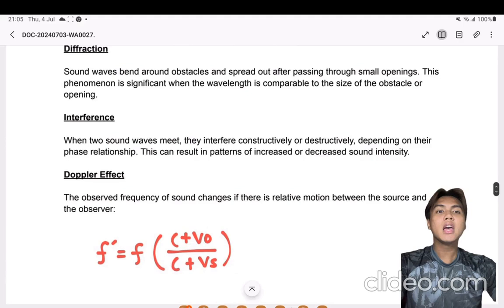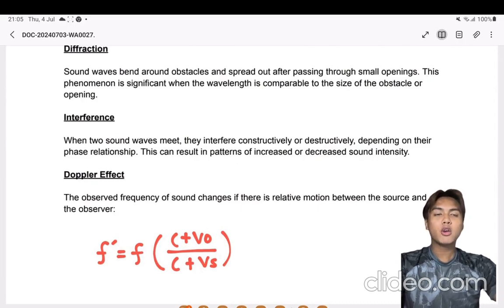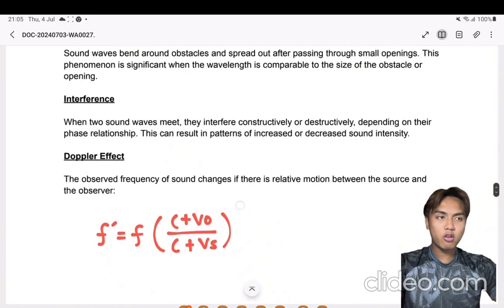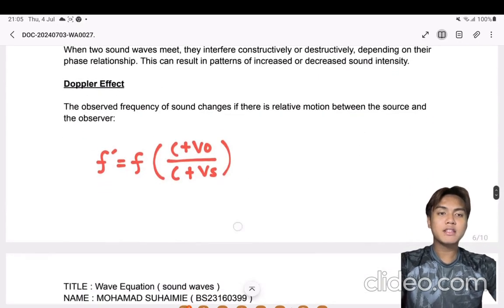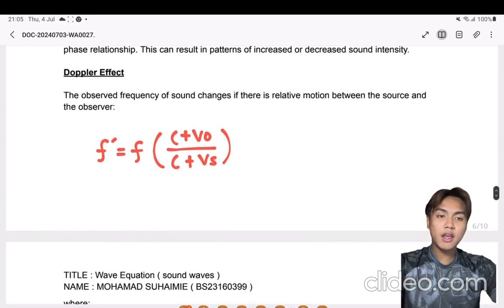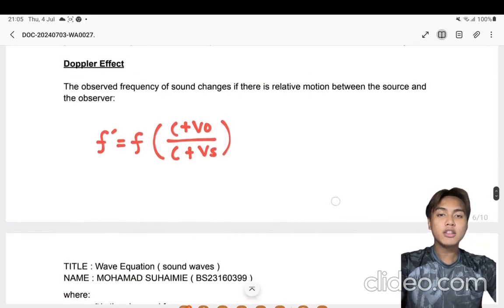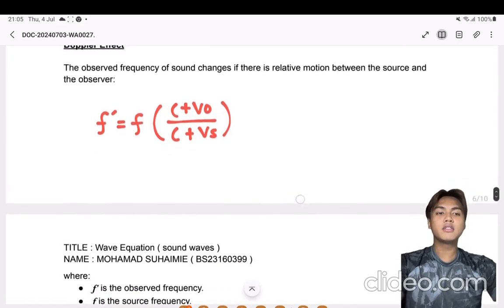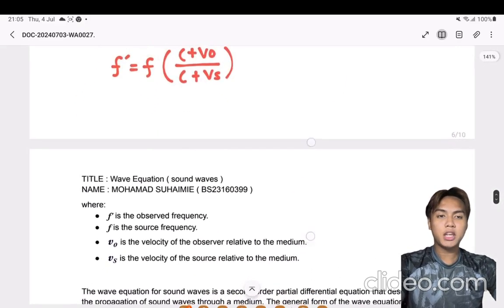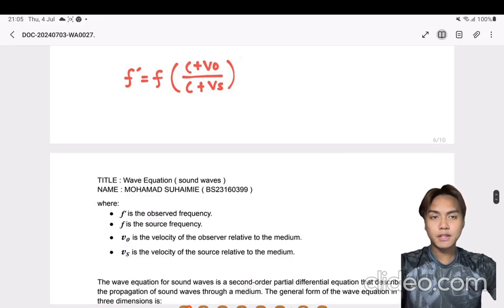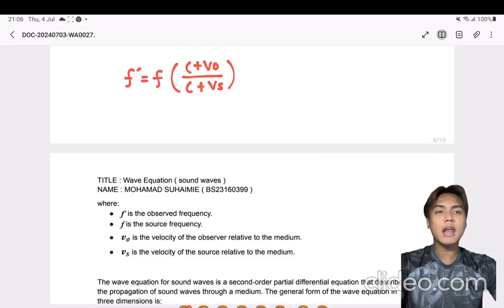For the Doppler effect, the observed frequency of sound changes if there is relative motion between the source and the observer, which is given by this equation that I already wrote, where f' is the observed frequency and f is the source frequency, v_o is the velocity of the observer relative to the medium, and v_s is the velocity of the source relative to the medium.